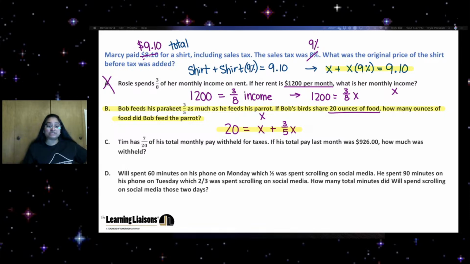Now I'm going to do C and D just so you can see what they would look like numerically, if you have to keep writing them out, right? So if you did all of the answer choices, C now tells us Tim has 7/20 of his total monthly pay withheld from taxes. So if those are being withheld for taxes, then what else do we know? If his pay last month was $926, how much was withheld? Well, we know our total, right? Our total is 926, and that's equal to what?